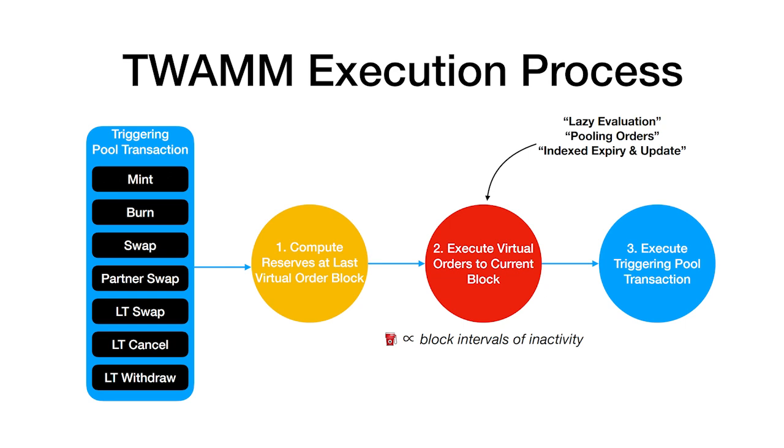And in this execute virtual orders step is that lazy evaluation, the pooling of orders, and the indexed expiry that I was talking about. Another important thing to note, that I'm not going to go into too much detail on: the longer the amount of time since that last order, the more gas you're paying. The reason is you have to run the loop iteration, and the loop iteration has a fixed gas cost. So it's like n times that gas cost.